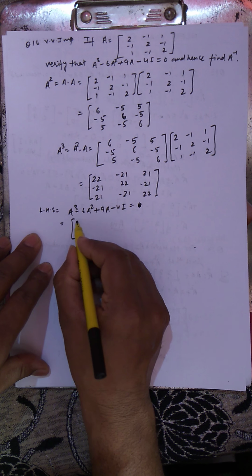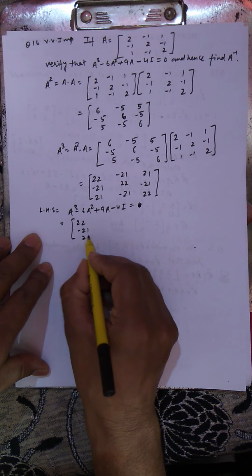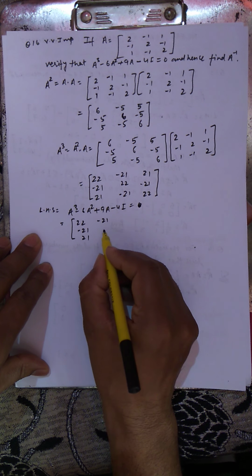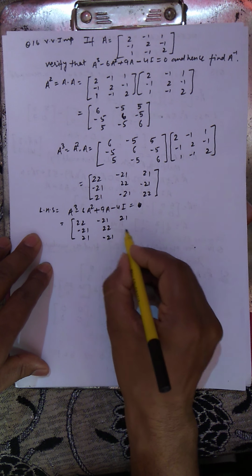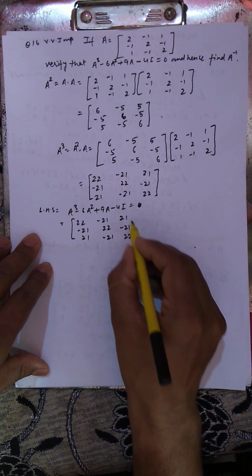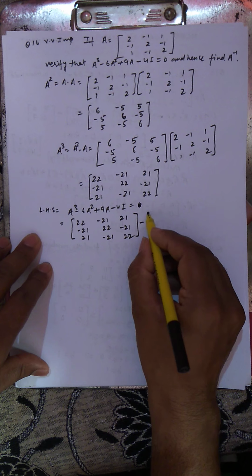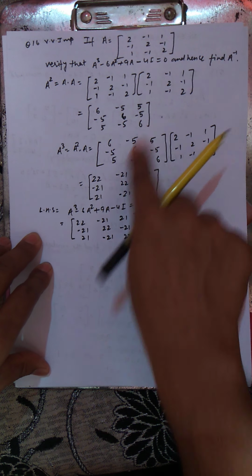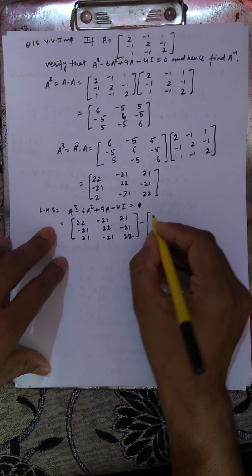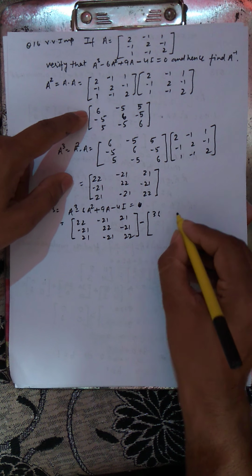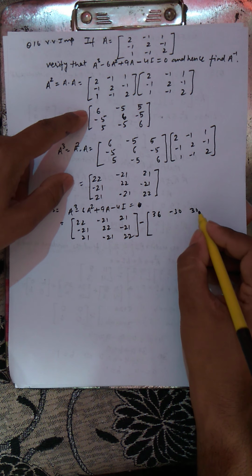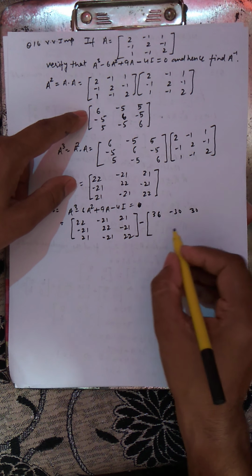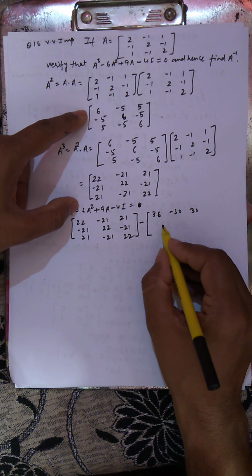We'll take LHS only. A cube is this: 22, -21, 21; -21, 22, -21; 21, -21, 22. And 6A square, we have found this value, so now I am multiplying directly by 6. So 6 into 6, this is 36, this is minus 30. If you apply this way, you can save a lot of time. Otherwise you will end up consuming a lot of time. So do this directly if you can.